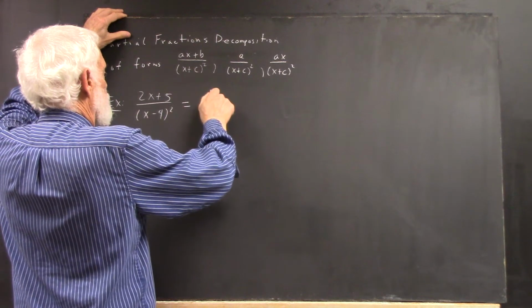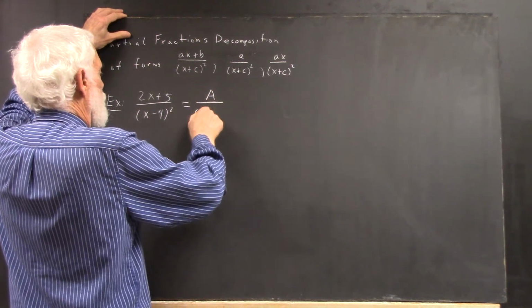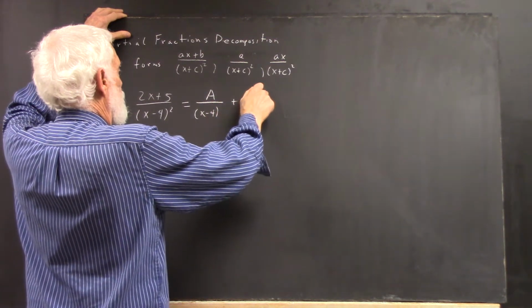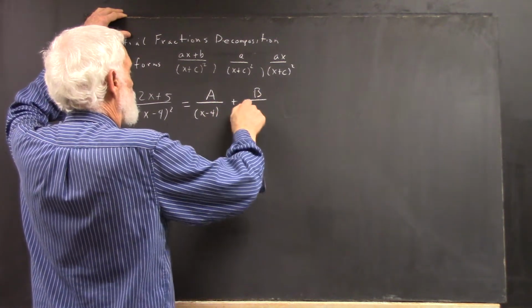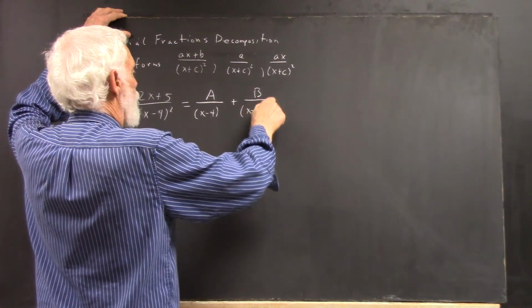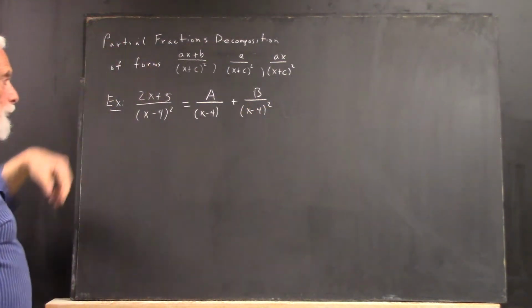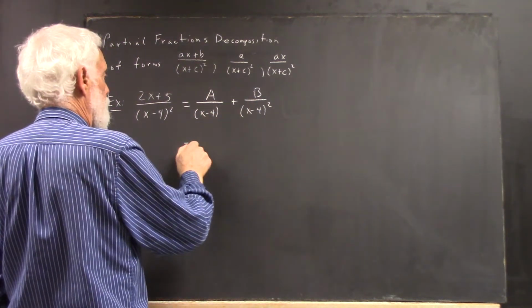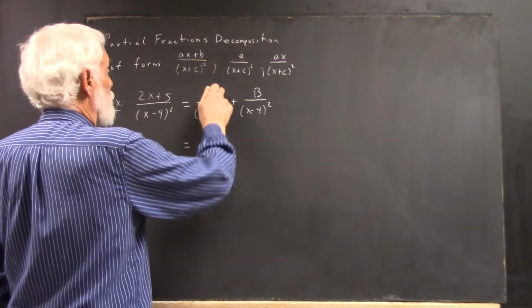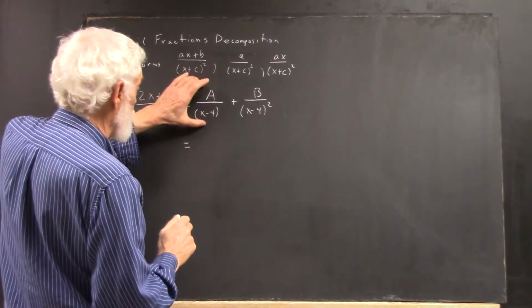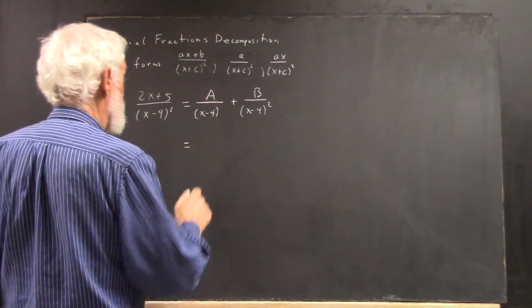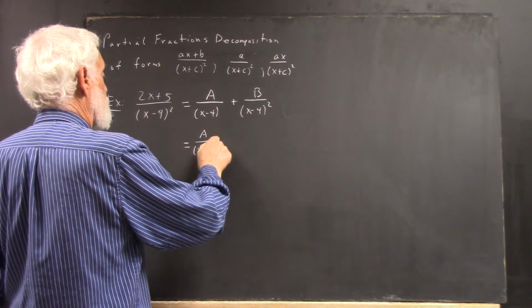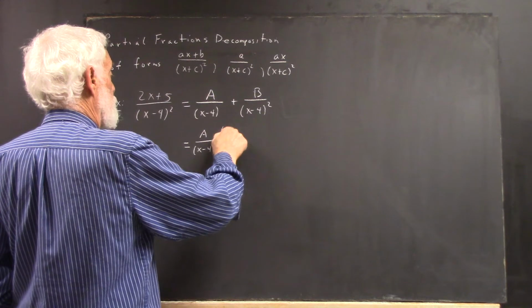We'll write this as a over x minus 4 plus b over x minus 4 squared. Putting this over common denominator, x minus 4 squared, we have to multiply numerator and denominator of this fraction by x minus 4. And I'm going to include the standard step, just to reinforce it.